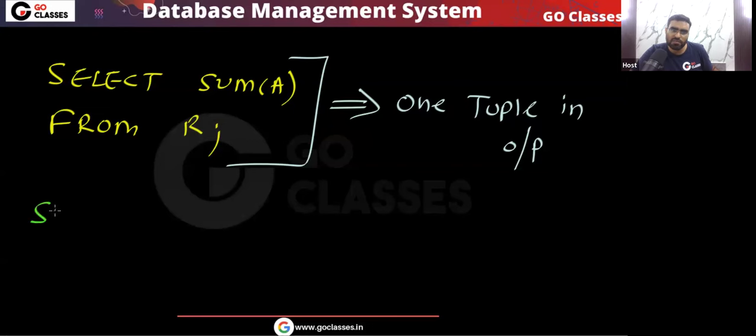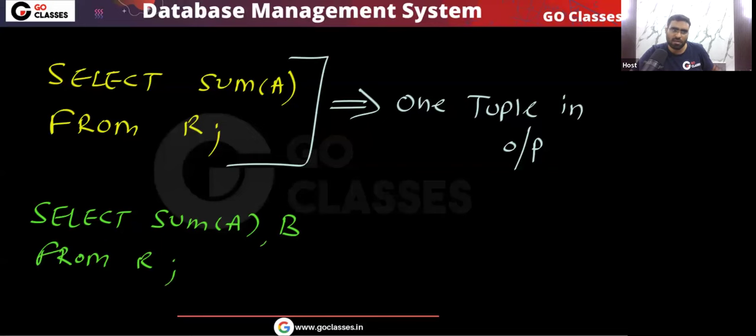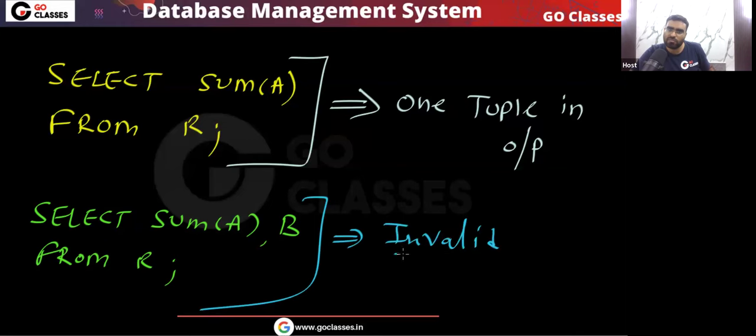Also, one more thing. Can I put some other attribute, like sum of A? Can I put an unaggregated attribute from R here? In the last lecture, we have seen this is invalid. If you have aggregation, then this attribute must come from the group by. Do you agree?